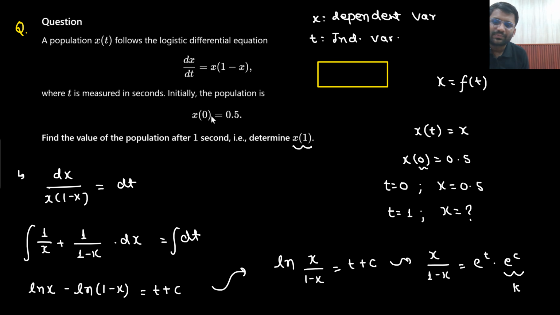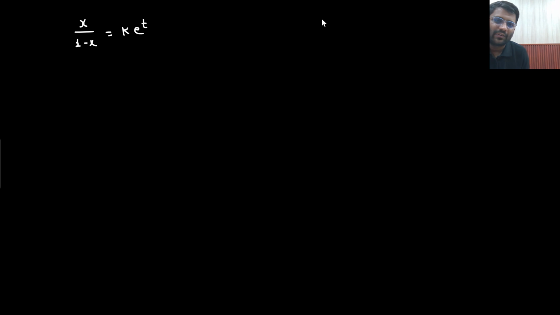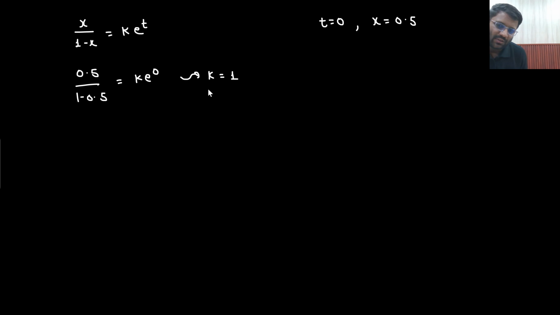When t equals 0, then x equals 0.5. So I am putting x equals 0.5, putting t equals 0. So what will this become? k into 1 equals 0.5 divided by 0.5. So what value of k is coming out to be? 1 only. So the value of k is 1.